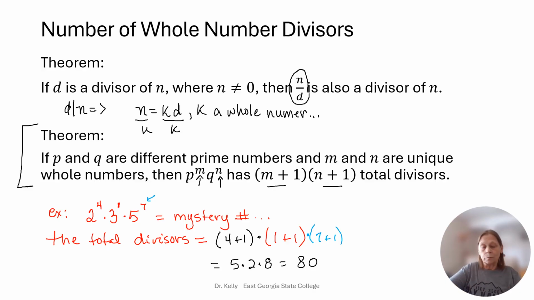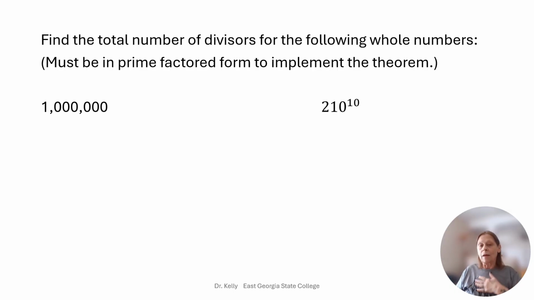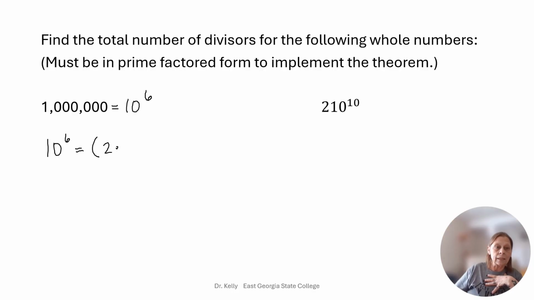Okay, so with that being explained, find the total number of divisors of the following whole numbers. And notice I wrote here that they must be in prime factored form to implement the theorem. So the first thing we need to do is put this in prime factored form. Now, this is equal to 10 to the power of the number of zeros that are here. So 10 to the power of 6. That is not a prime number, so we're going to have to break that 10 into its prime factorization.